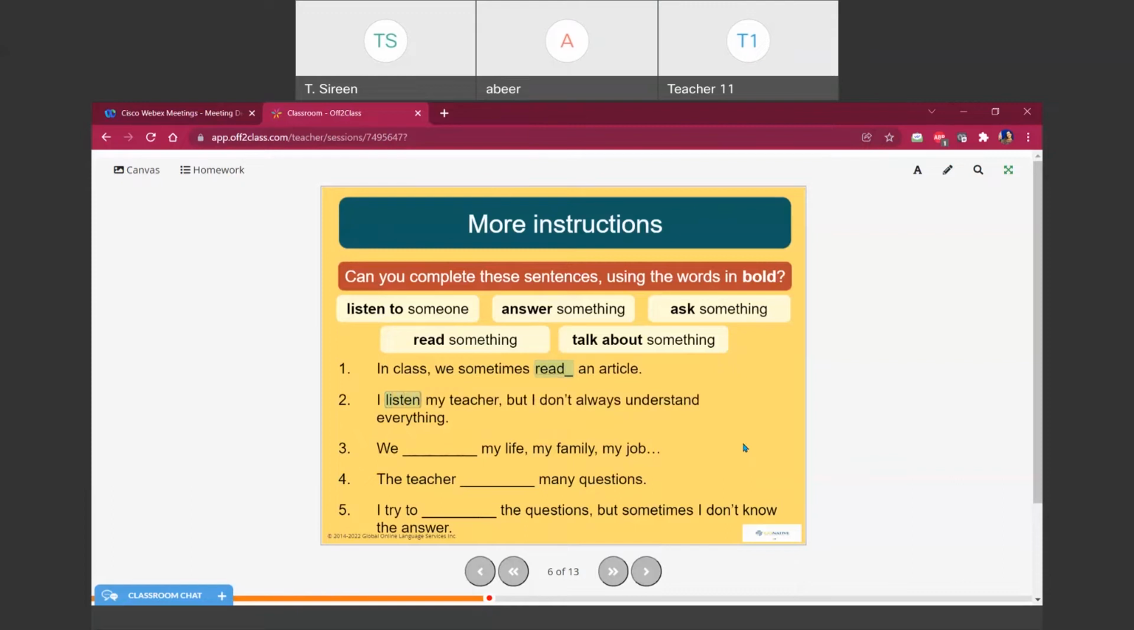I listen to my teacher. 3. We talked about my life, my family, my job. For example. The teacher asked many questions. I try to answer the question, but sometimes I don't know the answer. Very good. I try to answer the questions, but sometimes I don't know the answer.